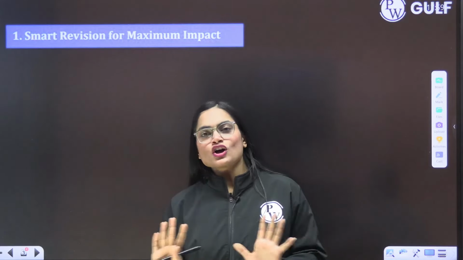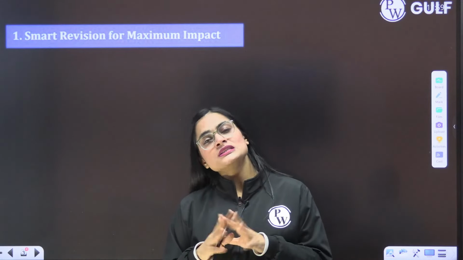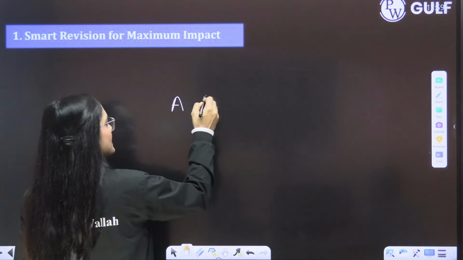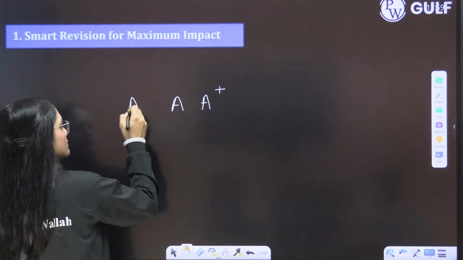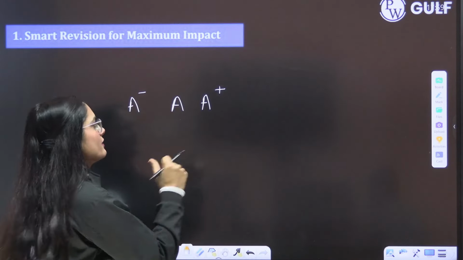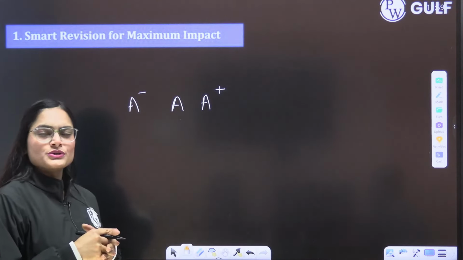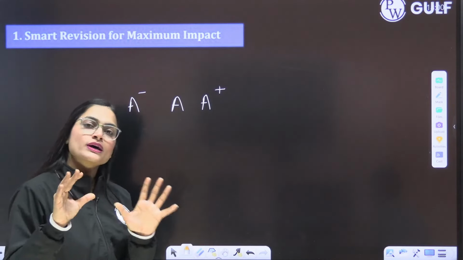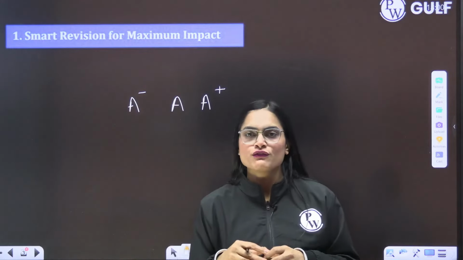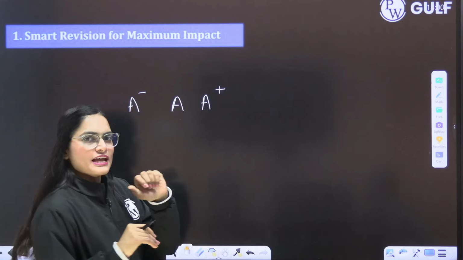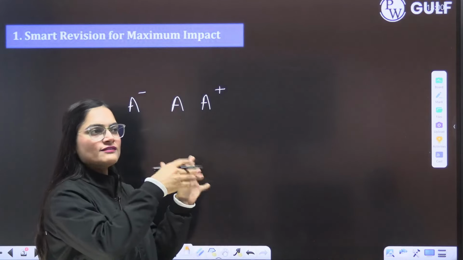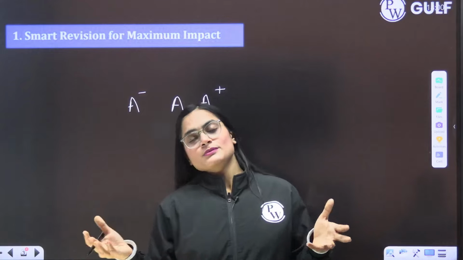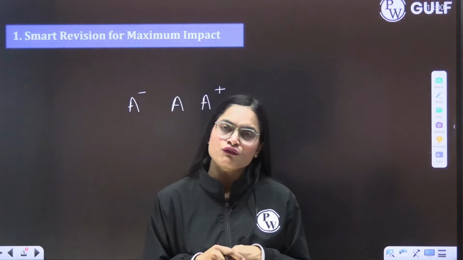If I talk about the revision part, let's divide your chapters into 3 categories. You have A type of chapters, A positive type of chapters, and A negative. Now what is the meaning of A positive, A negative and A type of chapters? A positive type of chapters are the chapters in which you are most confident and you are able to solve advanced and mains level of questions.